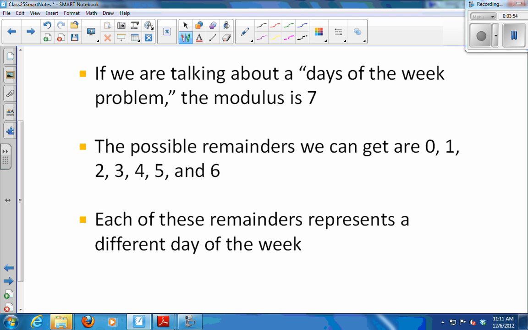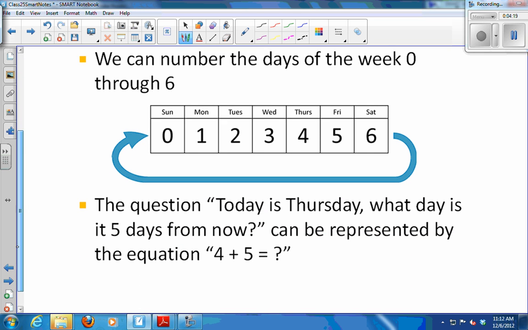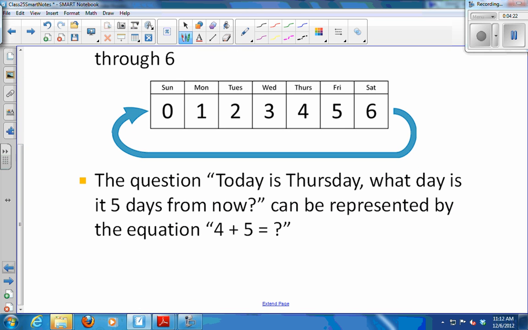So remember, when you divide by 7, the only possible remainders are 0, 1, 2, 3, 4, 5, and 6. Why can't 7 be a remainder? That's how many days in a week there are. So if you have a remainder of 7, you have a whole other week. So that's really a remainder of 0. So each of these remainders, 0 through 6, represents a different day of the week. So we could make a little table where we let Sunday be day 0, Monday be day 1, etc.